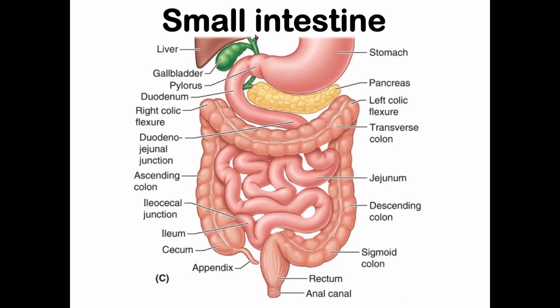Also, there's the bile duct, and they come together. So notice here that the tube that comes from the gallbladder and the tube that comes from the pancreas come together into the duodenum, and all sorts of magical things happen along there.